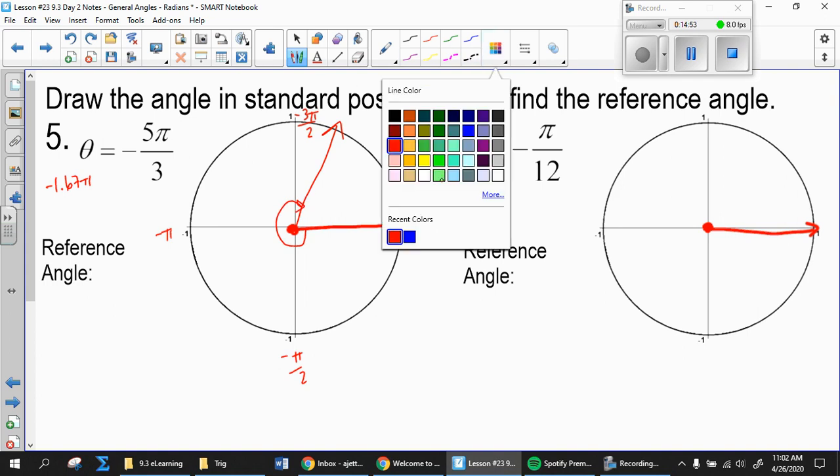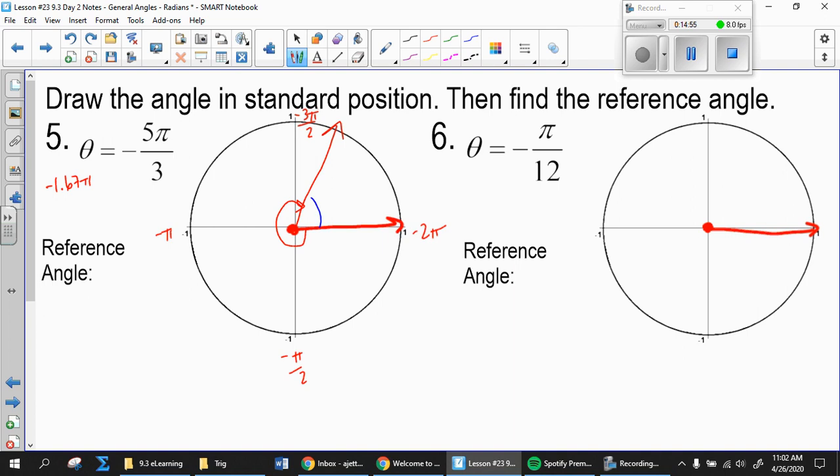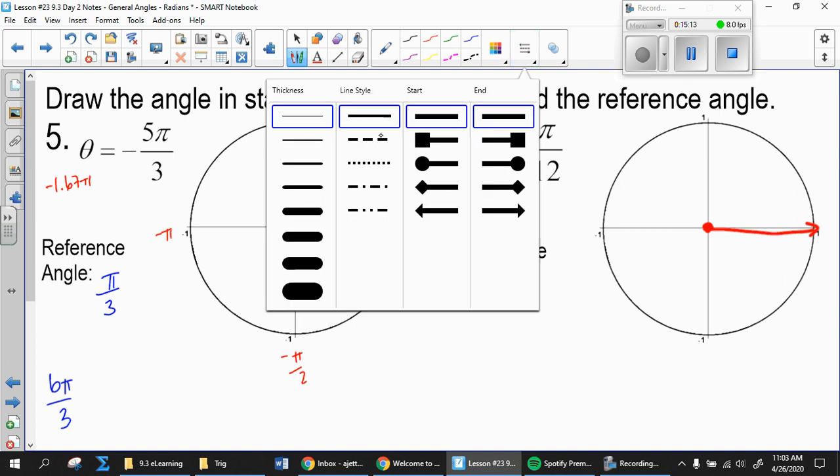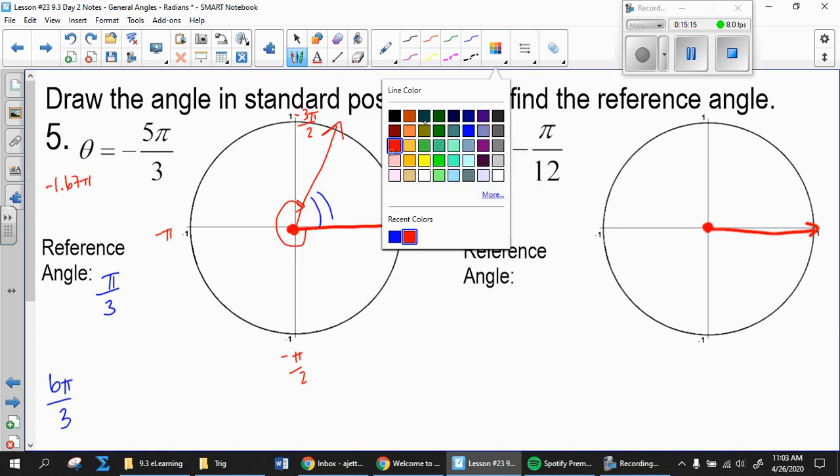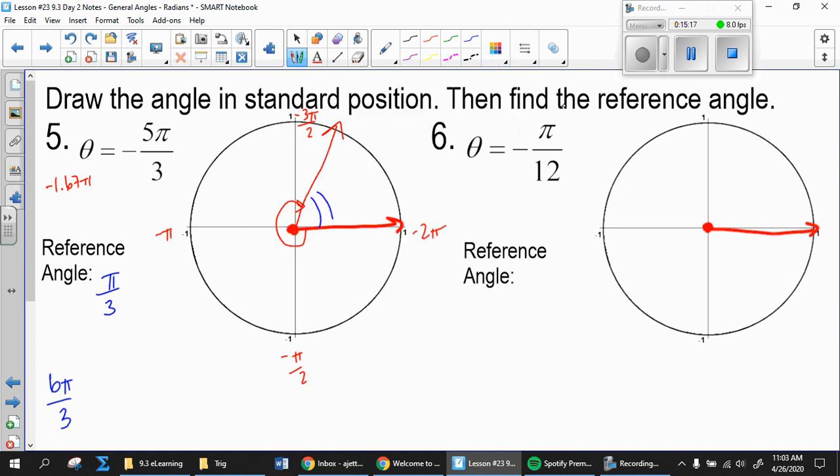Reference angle is here. So again, we're saying how much further past this 5/3 do I need to go to get to 2? Well, 2 is 6 pi over 3. So how much further do I need to go to get to 6 pi over 3? That should be pi over 3. Again, reference angles are always positive, always less than 90. It's always acute, so always less than pi over 2.